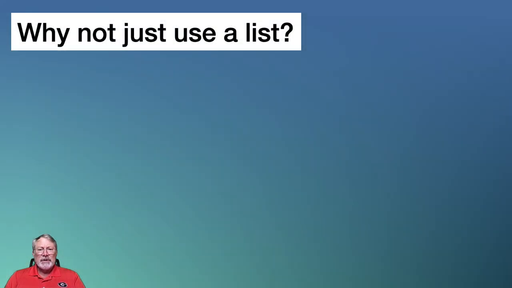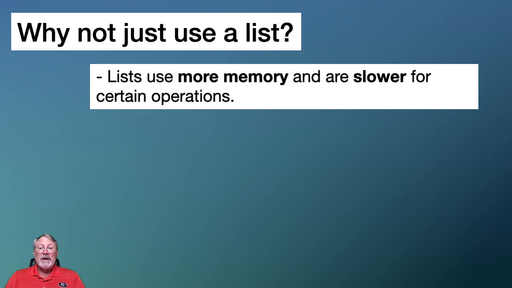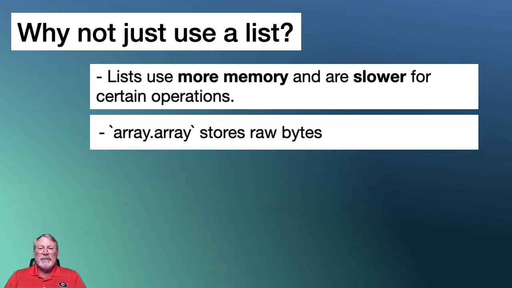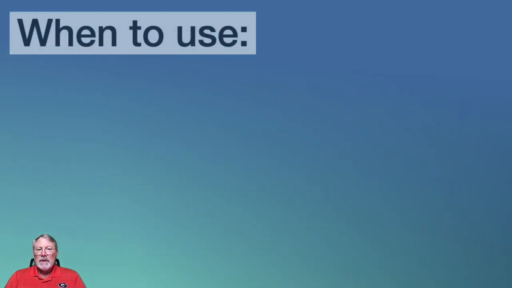Why not just use a list? Lists are flexible. They can store any type of object, but that flexibility comes at a cost. They use more memory and are slower for certain operations. Array.array stores raw bytes, like an array from the C language. That means better performance and lower memory usage when you're working with large collections of numbers.